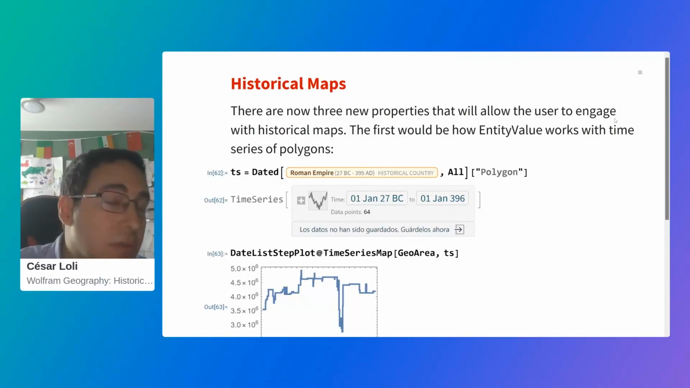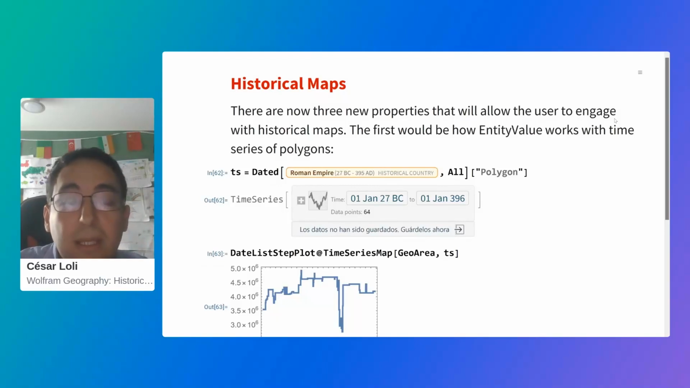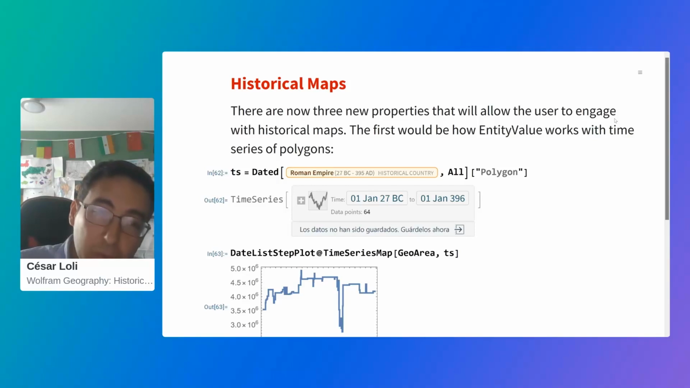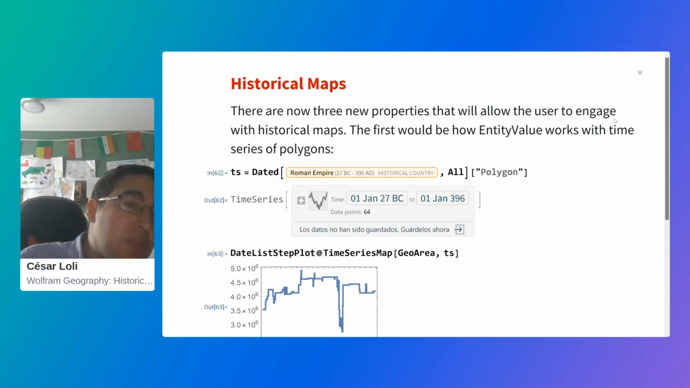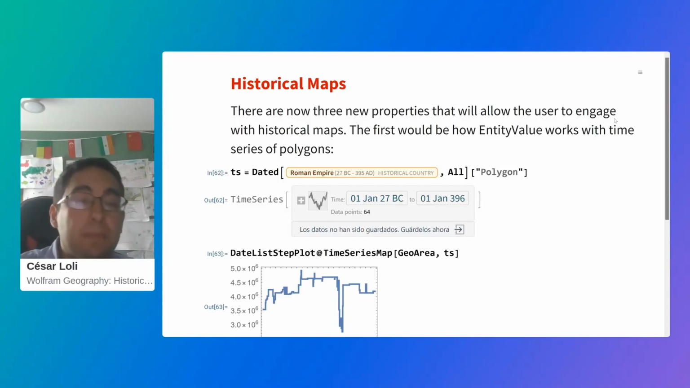We have long had the tools to draw maps of countries, administrative divisions, but we had the issue with historical countries that these were maps that changed with time. So we had to include new functions, new properties, and new geovariants in order to make them accessible to the user.